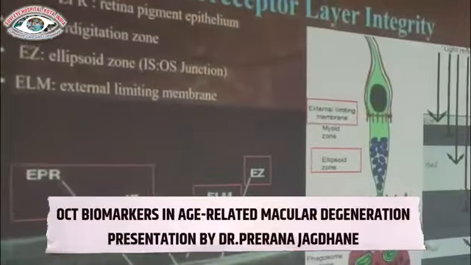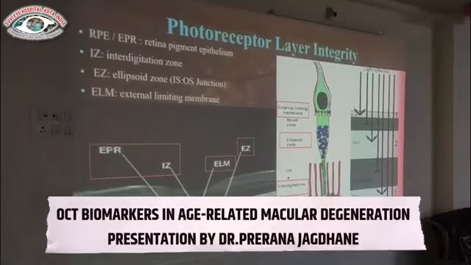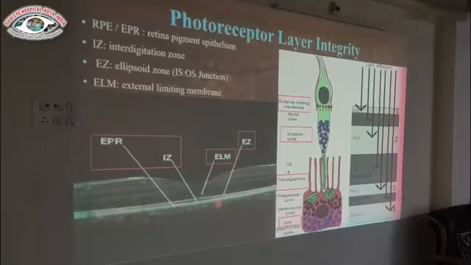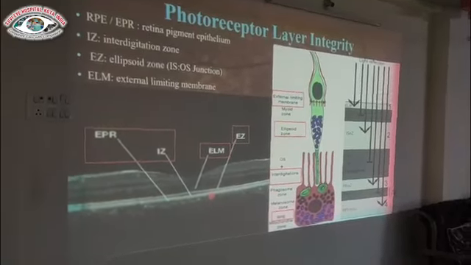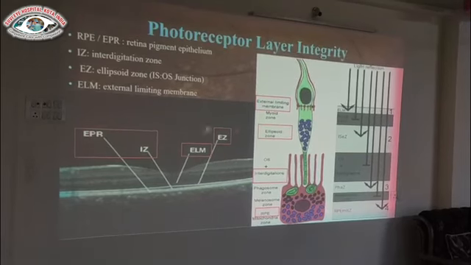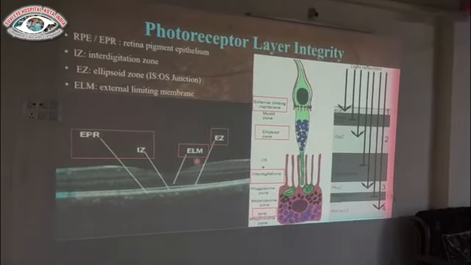The first hyperreflective layer is the RPE, associated with the IZ, the interdigitation zone. The second hyperreflective layer is also known as the IS/OS junction. But clinically we should know these two layers, ELM and EZ. The second hyperreflective layer is the ellipsoid zone and the third hyperreflective layer is the ELM. It is based on the photoreceptor layer, that is, the outer segment and the inner segment.